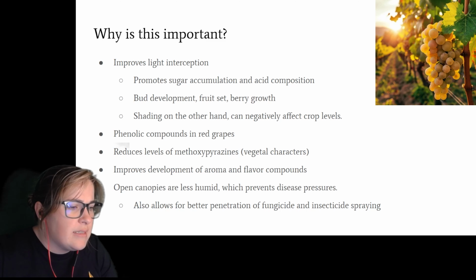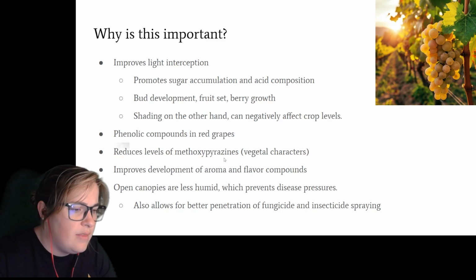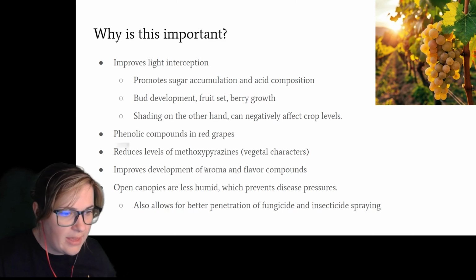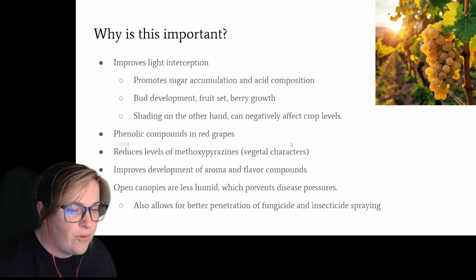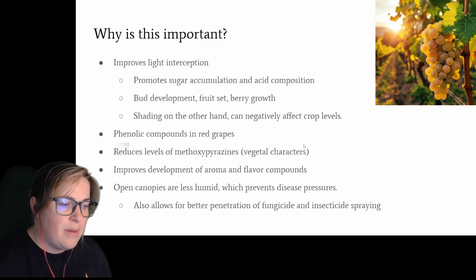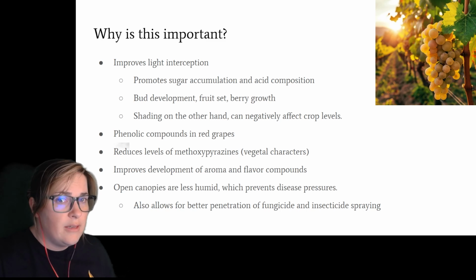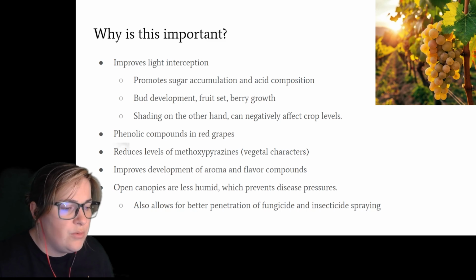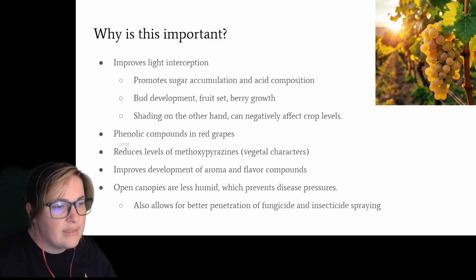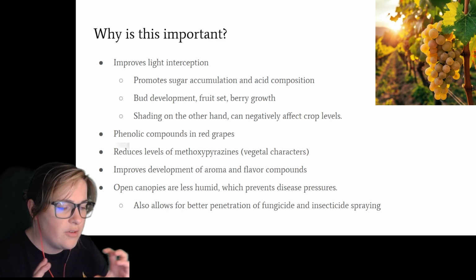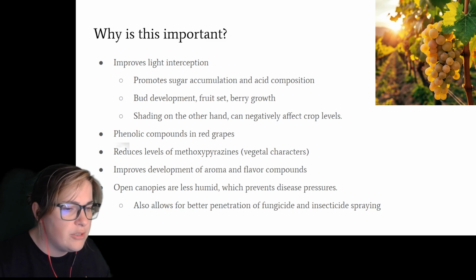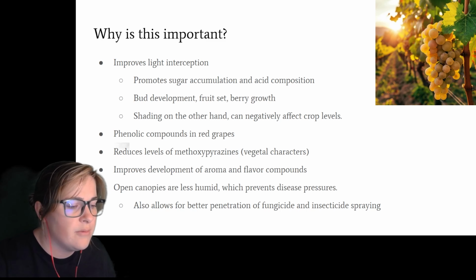As far as these other components like phenolic compounds in red grapes or reducing the level of methoxypyrazines, I'm not going to ask you to spell that, so don't worry. That's just a fancy word for vegetal characters. That is something that might potentially be like an extra credit question that I might give to you on the exam. So ultimately, we know that light helps to ripen the grapes. It helps to develop the colors in the skins and the flavors, and it helps to reduce the vegetal character that can come in wine.